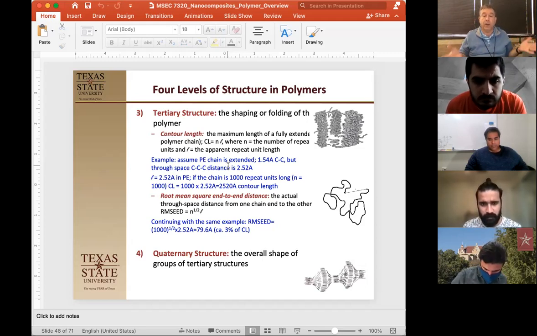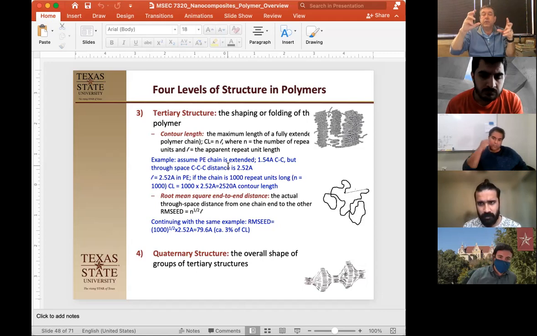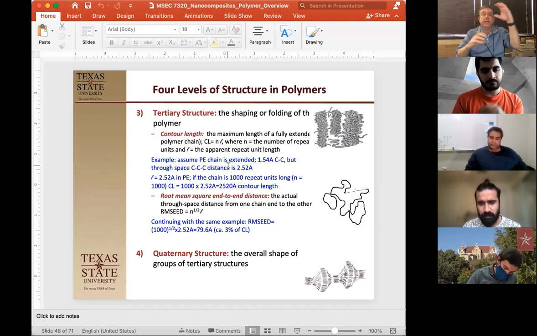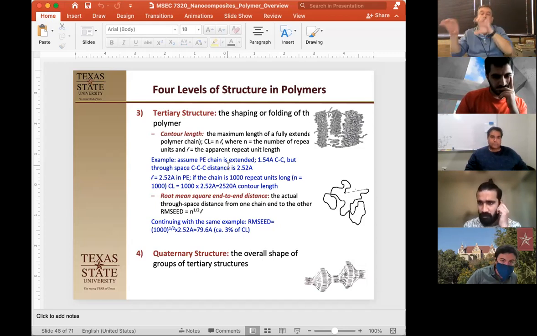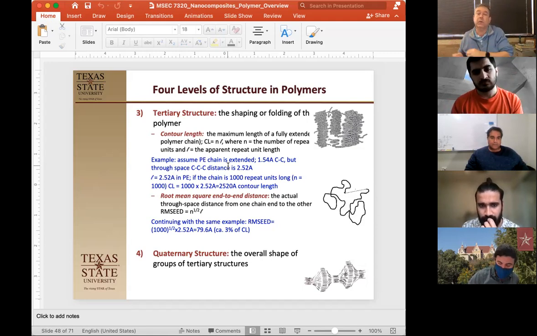Now, the quaternary structure is the overall shape of all the tertiary structures. So we have these little things folding over on each other, and how are they stacking together? Are we stacking together in random blocks, so it's semi-crystalline? Are we stacking together in regular blocks, so it's very crystalline? Are we stacking them together in bundles so they make fibers? That's our quaternary structure, how the different fold over sections meet together, okay?